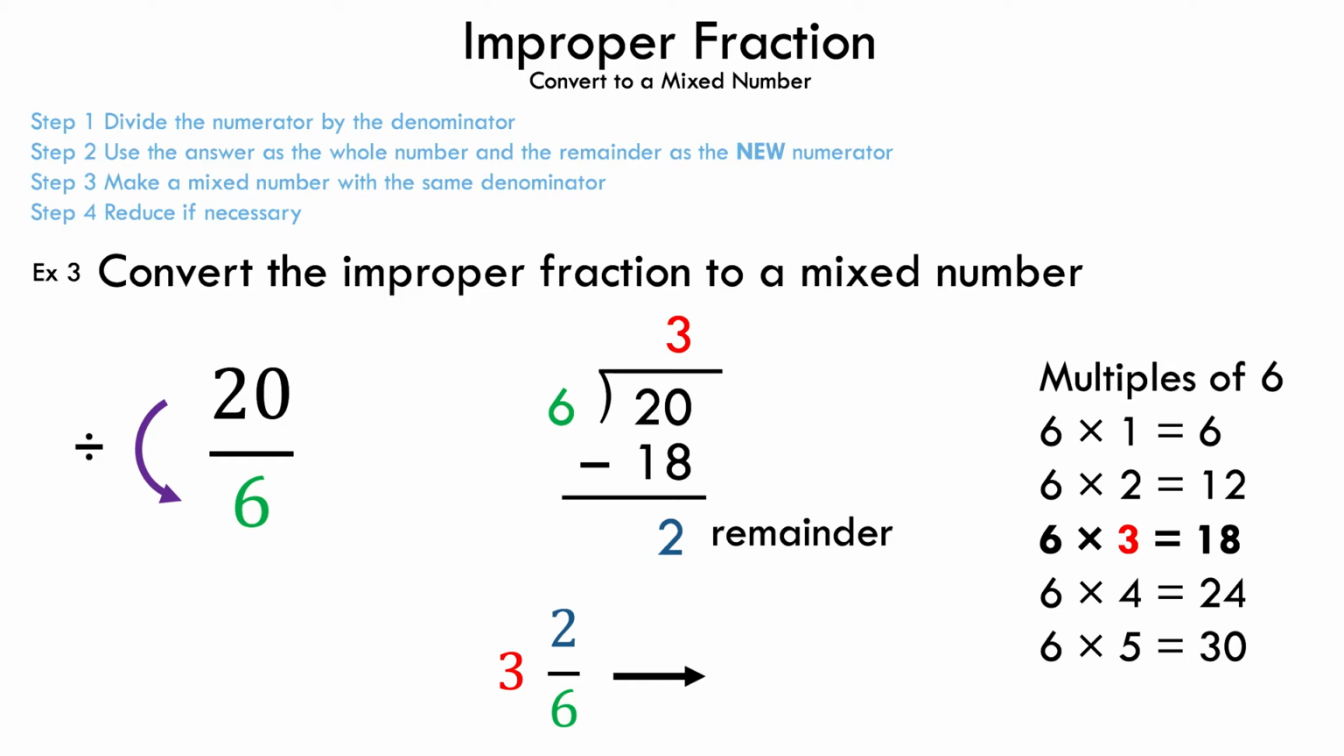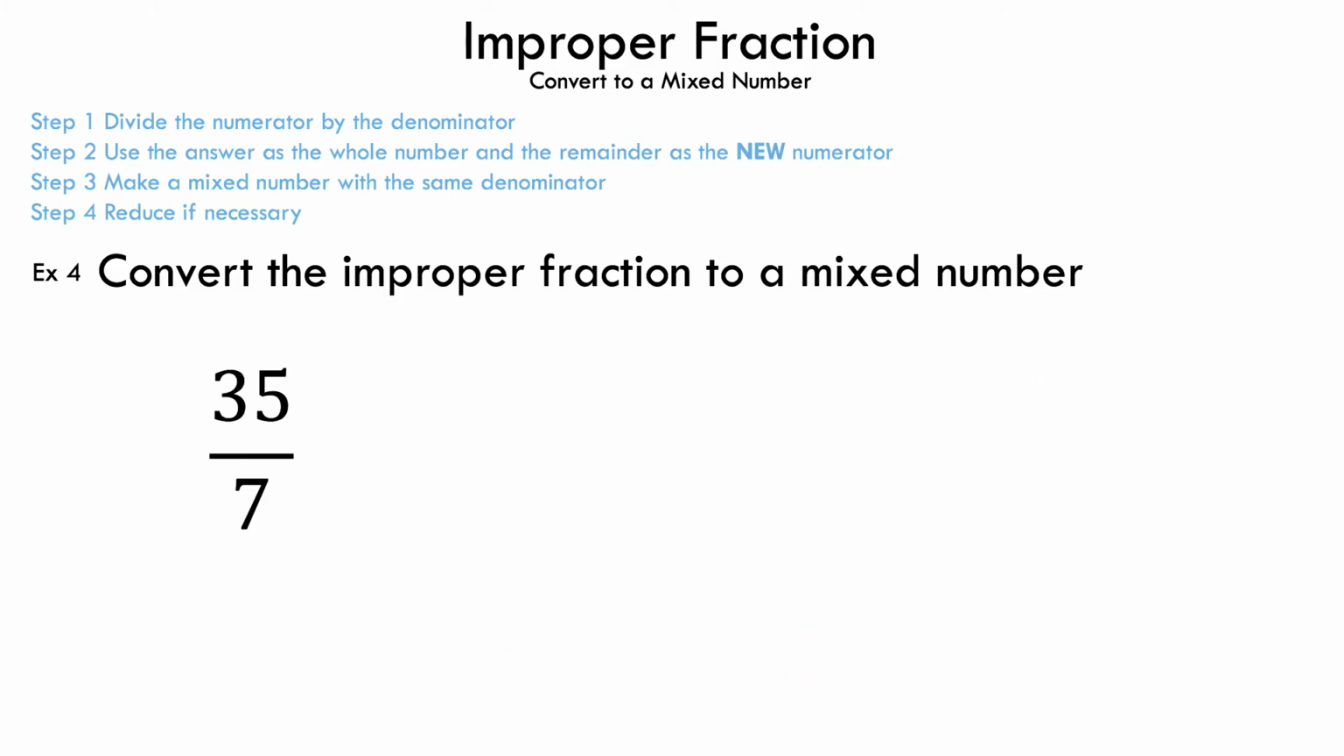But as you can see, there's one more step we have to do. Why? Because 2 over 6, they both share a factor of 2. So we need to divide the 2 and the 6 by 2, and we get 1/3. So our answer is 3 and 1/3. So in this case, we had to do step 4, which was reduce. So let's take a look at example 4.